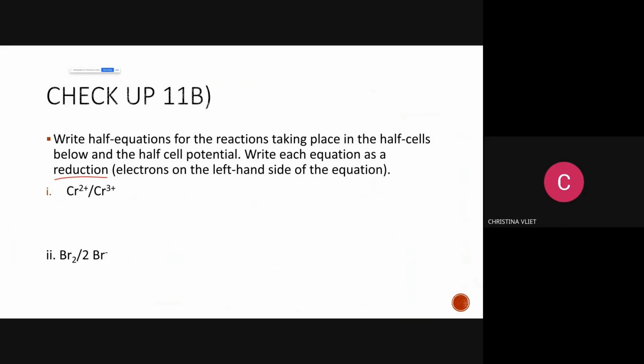Can you write this as a reduction? What would you start with, the chromium plus 3 or the chromium plus 2? Chromium plus 3. Chromium plus 3 goes to chromium plus 2. And what am I missing? Plus e minus. Plus e minus. That's it.